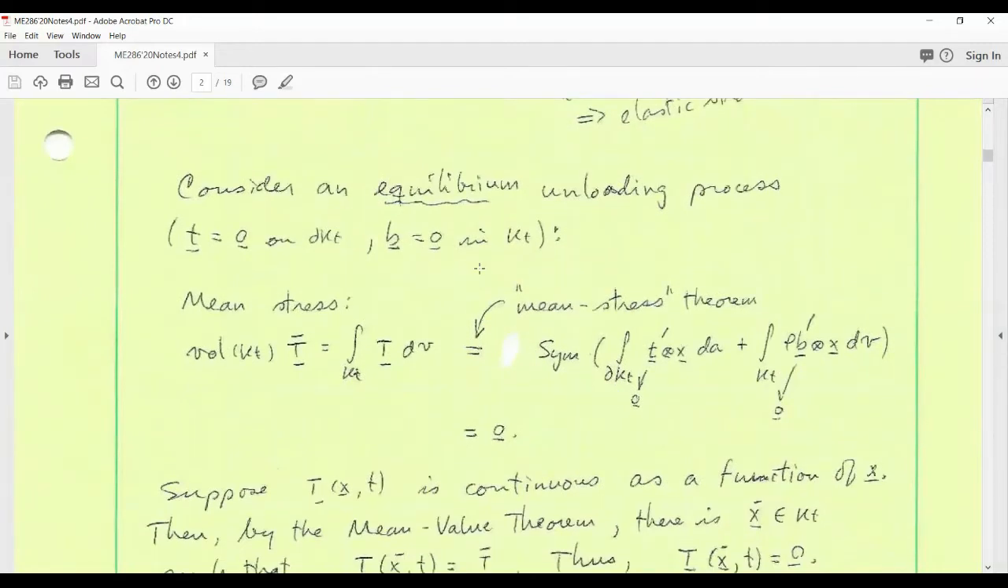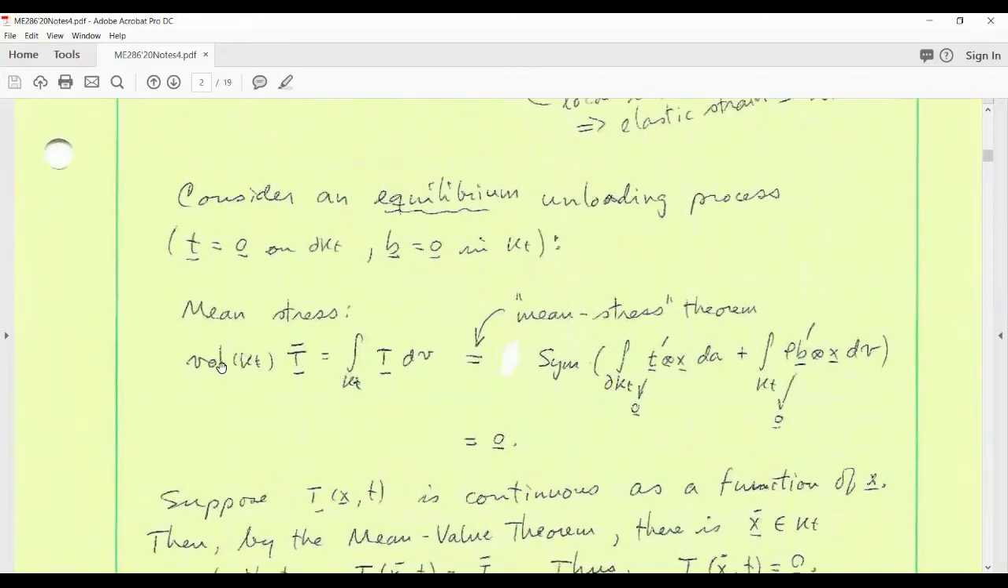Let's look at a hypothetical equilibrium unloading process, where we unload the body while maintaining equilibrium. Well, we can then assert that the mean stress over the body is actually zero. So in continuum mechanics, we always teach the mean stress theorem, right? I'm assuming in 185 or 287 or the equivalent, you've seen the mean stress theorem. The mean stress times the volume of the body, say in the current configuration, the mean Cauchy stress would simply be the volume average of the Cauchy stress distributed over the body.